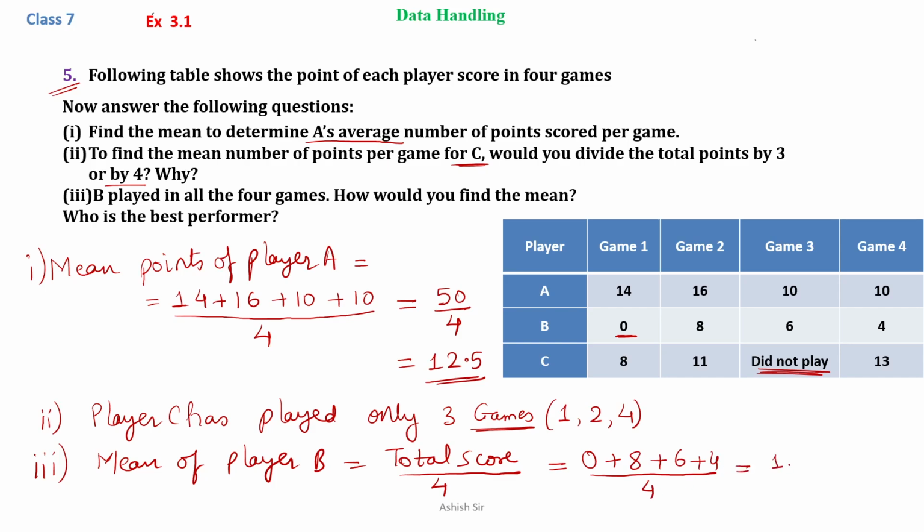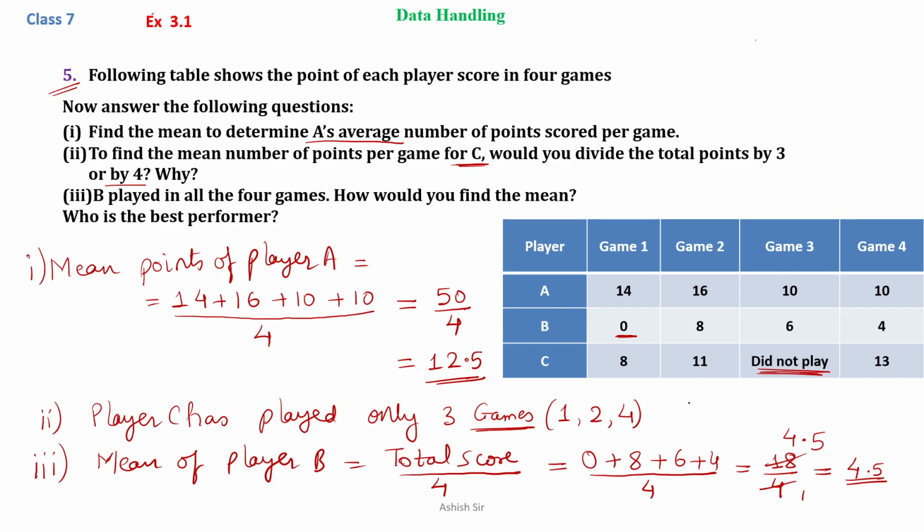So we get here 18. 18 divided by 4. Now we will cancel this. So 4 ones are 4, 4 fours are 16, 4 fives are 20. So the mean score of player B is 4.5.